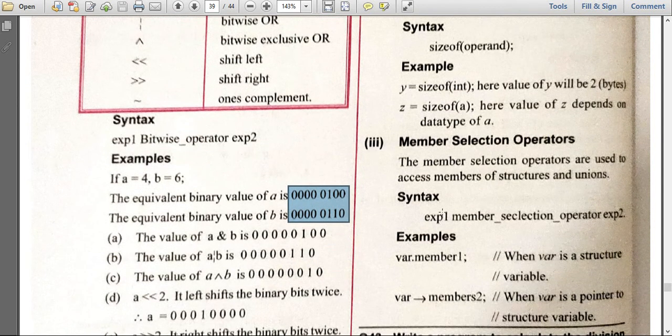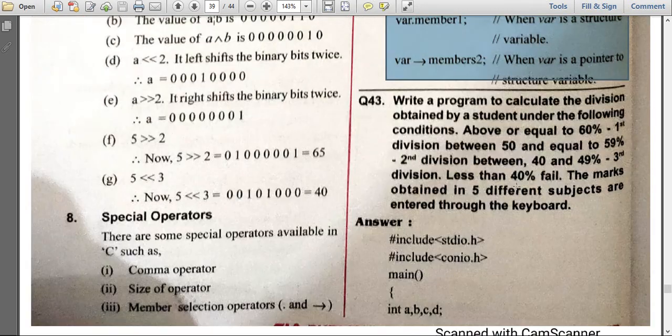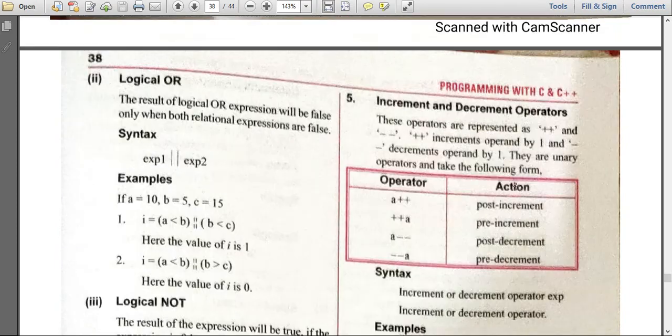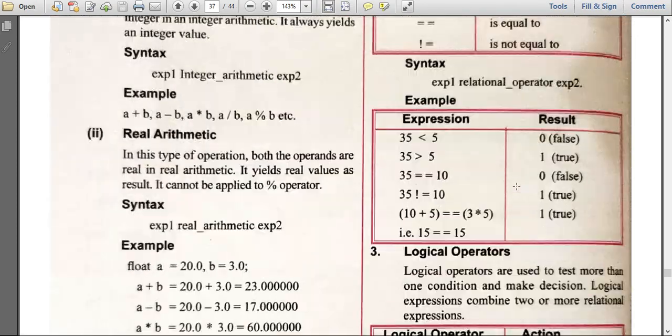Next, the member selection operator. This will come in the structures topic, so we'll discuss it at that point. So these are all the operators you have. This is a very important question. Please go through this.